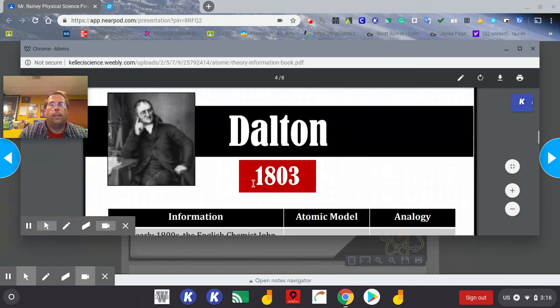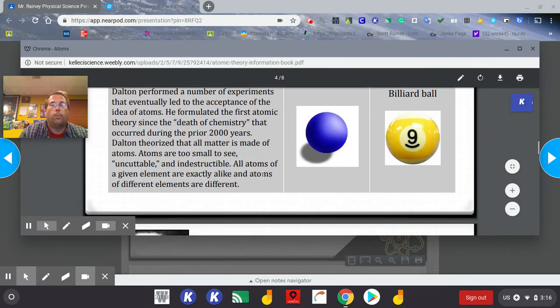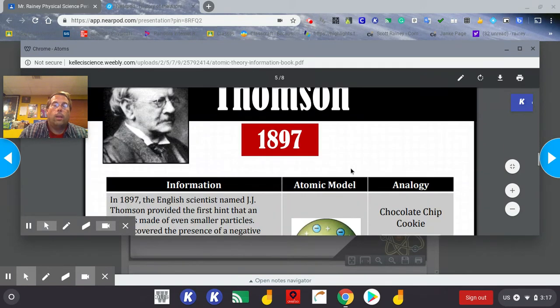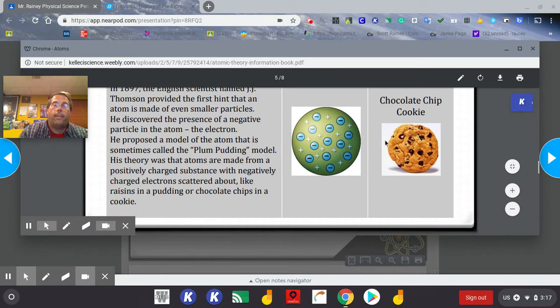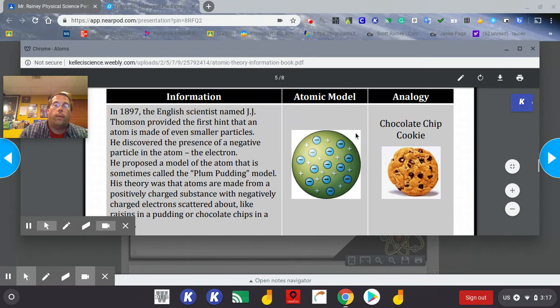Remember, Dalton was one of the first ones to look at the Democritus model again. He had the solid sphere model where, yes, they are individual atoms, but they are different from each other. Thomson expanded on that when he looked at the way charges affected an atom. And he said it's kind of like plum pudding or a cookie dough or a chocolate chip cookie, where you have all these positive charges through the atom and then you have interspersed these negative charges throughout.